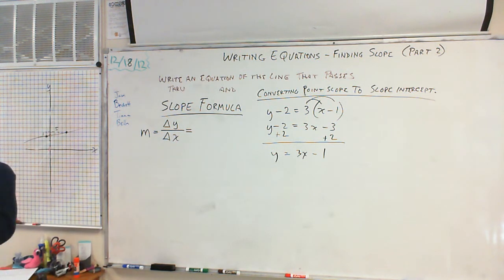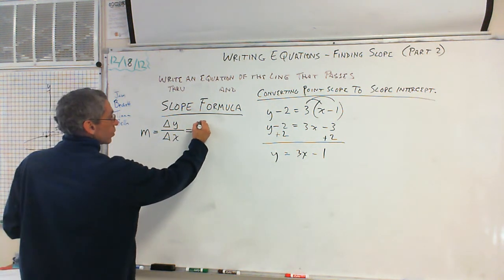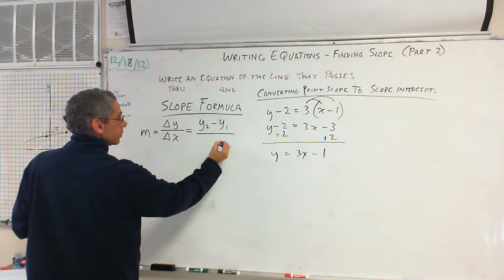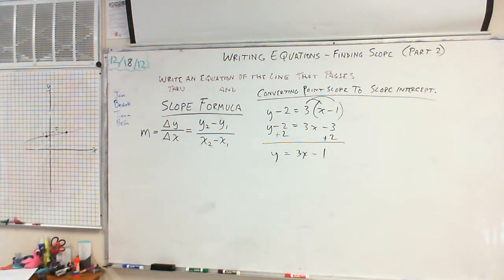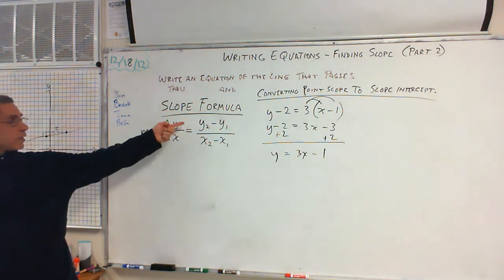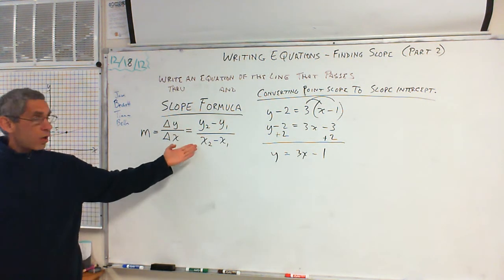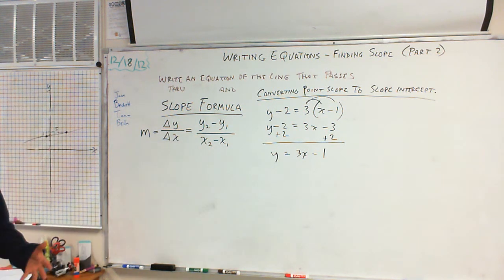now that can be expanded. I'll explain this in a minute. That can be expanded to this. y2 minus y1 over x2 minus x1. Okay? You with me so far? So the slope is equal to the change in y over the change in x, which is the same thing as y2, meaning one of the y's minus the other y, all over one of the x's minus the other x. Now let's see if that works.